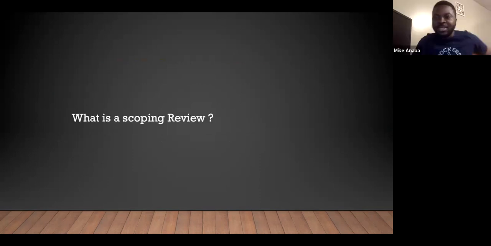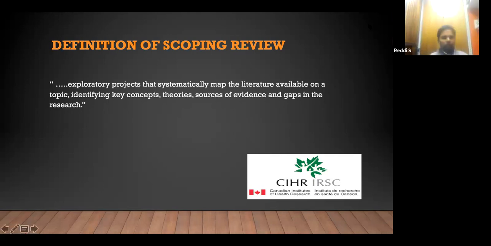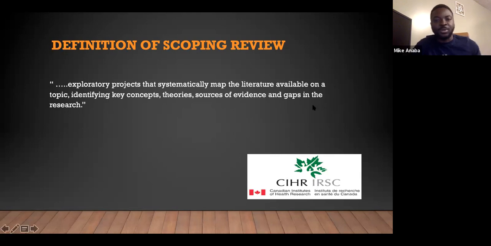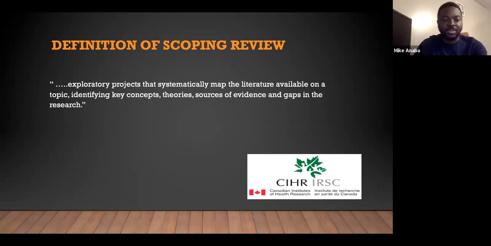So what are scoping reviews? I took a definition from the Canadian Institute of Health Research, which is the main funding body in Canada that is focused on supporting research related to health and healthcare. By its definition, scoping reviews are exploratory projects that systematically map out available literature on a topic and identify key concepts, theories, sources of evidence, and gaps that currently exist in a particular topic or research.